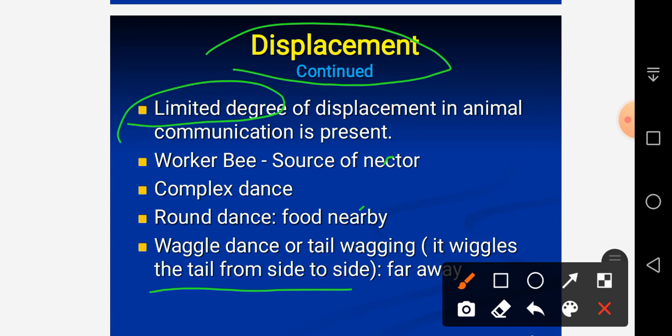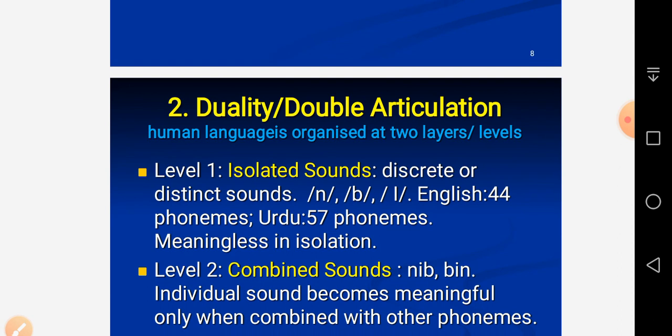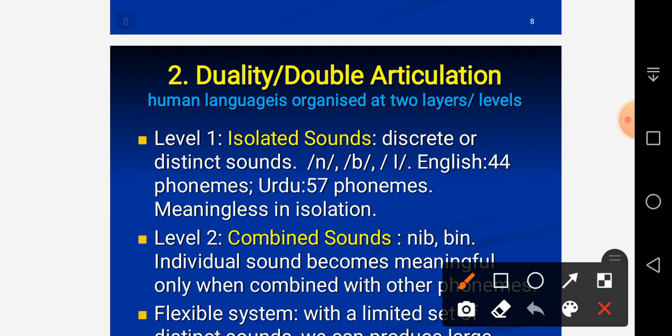So the next important feature, which is a unique feature, or you can say which is a key feature of the human communication system and not available in animal communication systems, is known as double articulation or duality. So human language has been organized at 2 levels or layers. Level 1 and level 2. Let me first mention level 1, isolated sounds. Every human language has a stock of basic sounds, and these are known as discrete or distinct sounds.